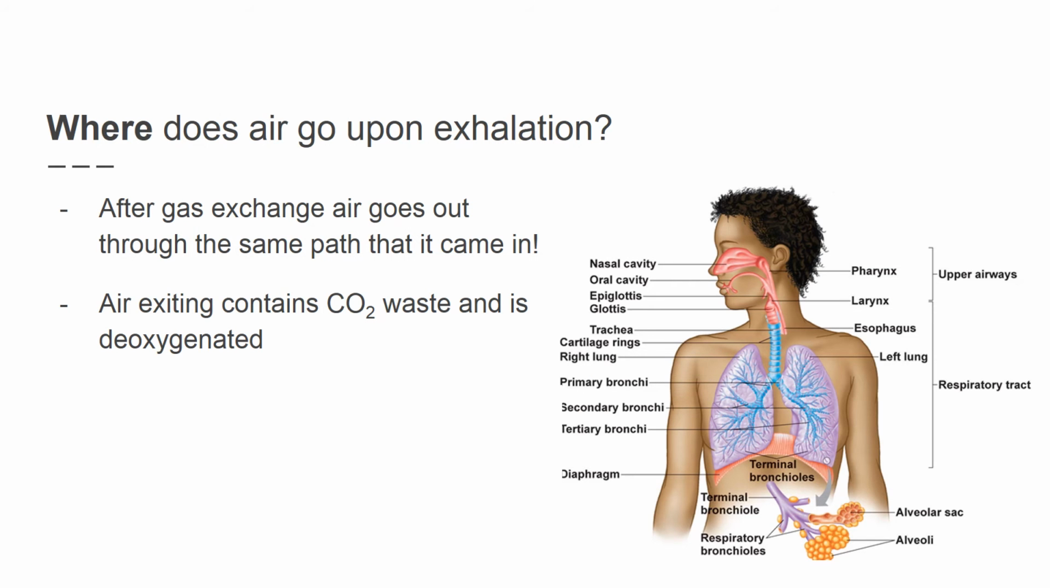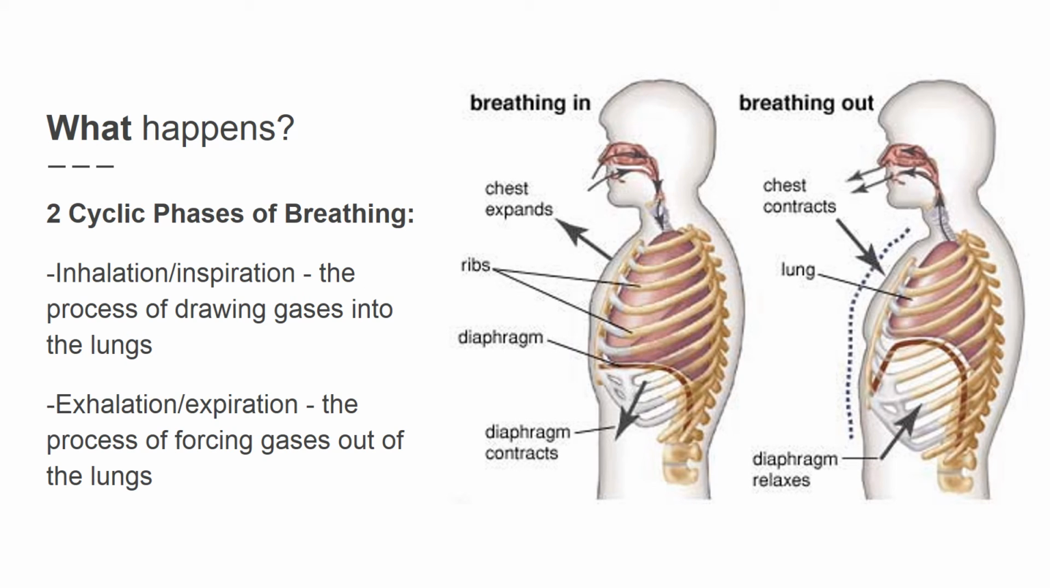In exhalation, air passes out the same way that it came in. This happens after gas exchange, and the air exiting contains CO2 waste and is deoxygenated. As you can imagine, if we had air going both ways through this one tract, it might cause some issues. However, this doesn't happen because breathing is cyclic.